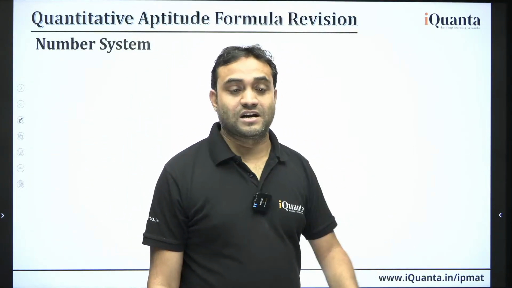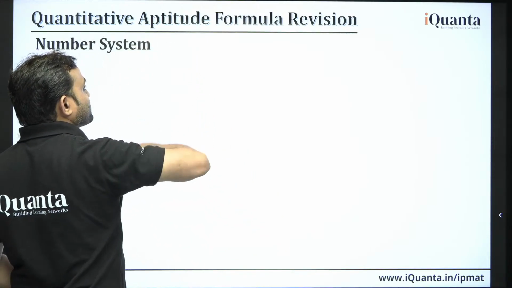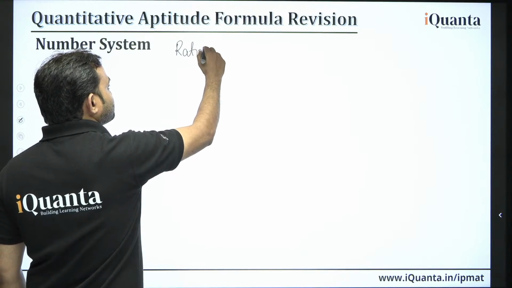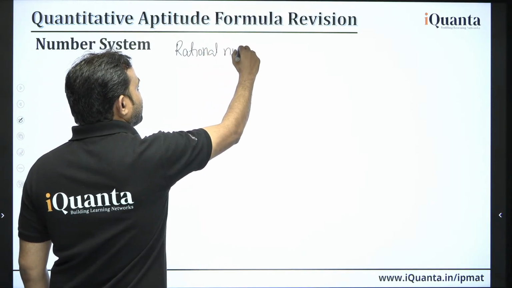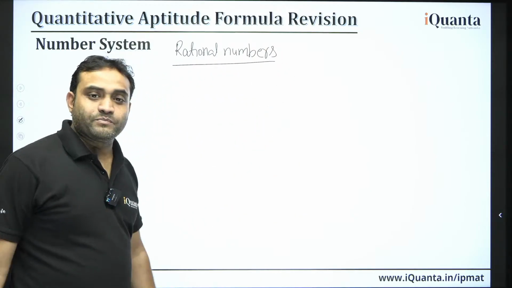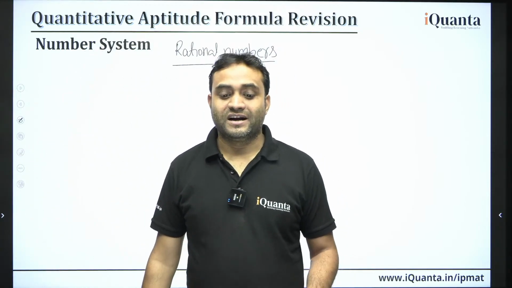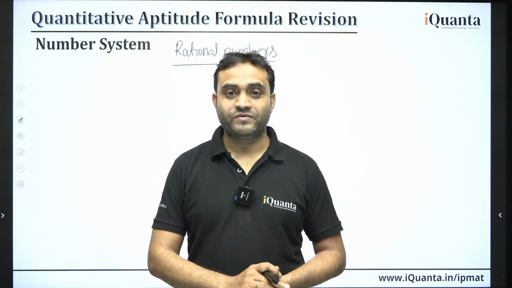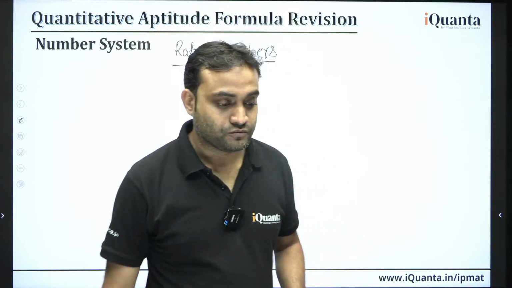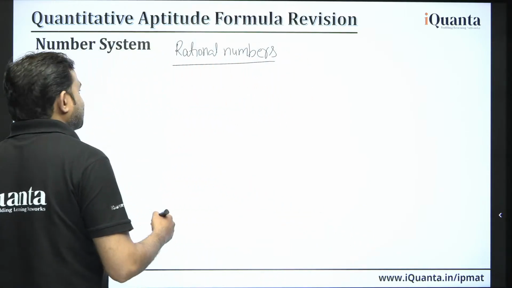First, number system, we are going to start with rational numbers. In case of rational numbers, one important part is converting a non-terminating but repeating decimal number into A by B form. So we are going to understand it from examples.